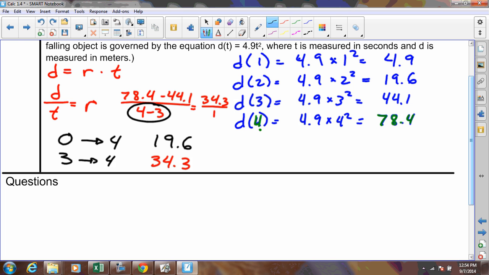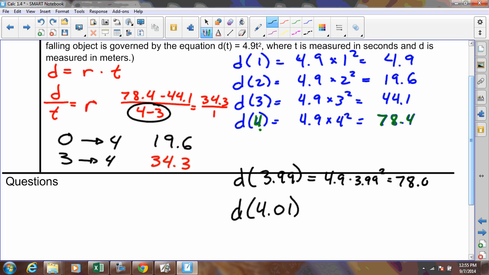And so we don't want to be going from 3 seconds to 4 seconds. We'd like to be going from, say, 3.99 seconds to 4.01 seconds, because that's a very, very small window. When we start using those, we'd have 4.9 times 3.99 squared. And I'm using a calculator to help crunch those numbers. We get 78.00849.